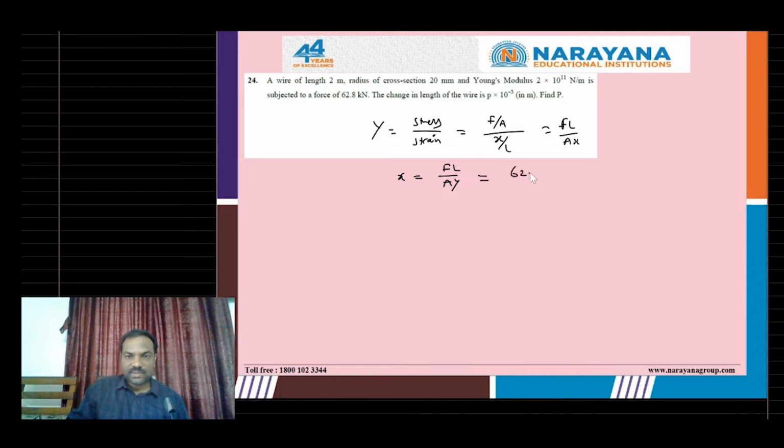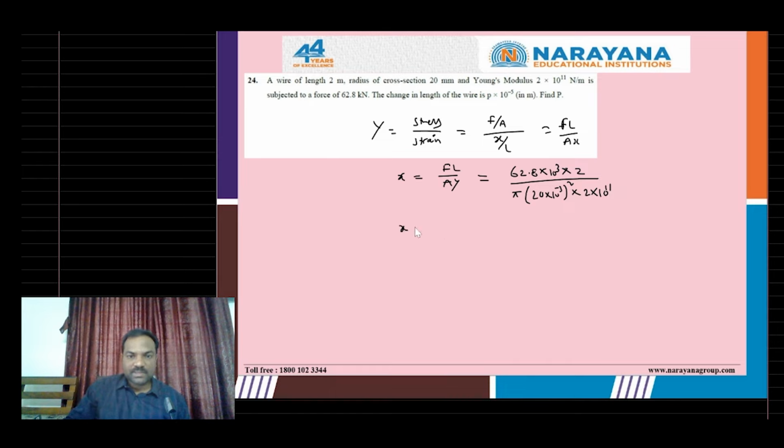The force value is 62.8 kilo, that means 10 cube, into the length value of 2 meter, by the area of cross section. As pi is 3.14, we are getting 628. They have given it so that the numbers will cancel out easily. Pi r square, with radius of cross section 20 millimeter, so 20 into 10 power minus 3 square, multiplied with Young's modulus which is 2 into 10 power 11.